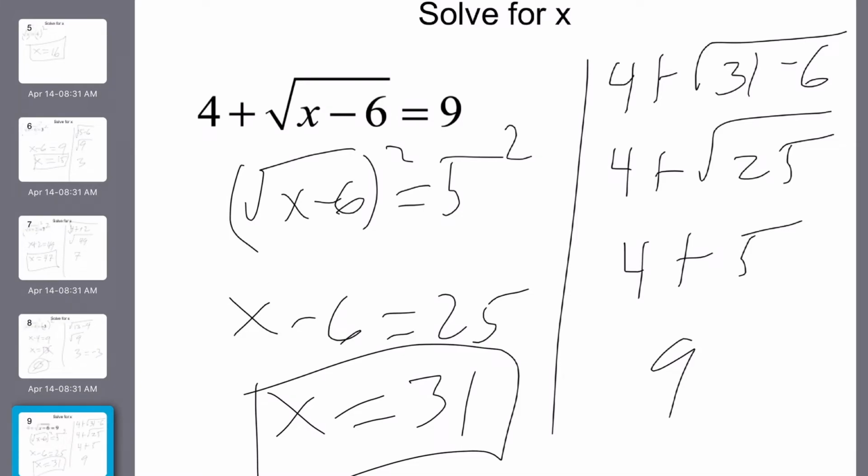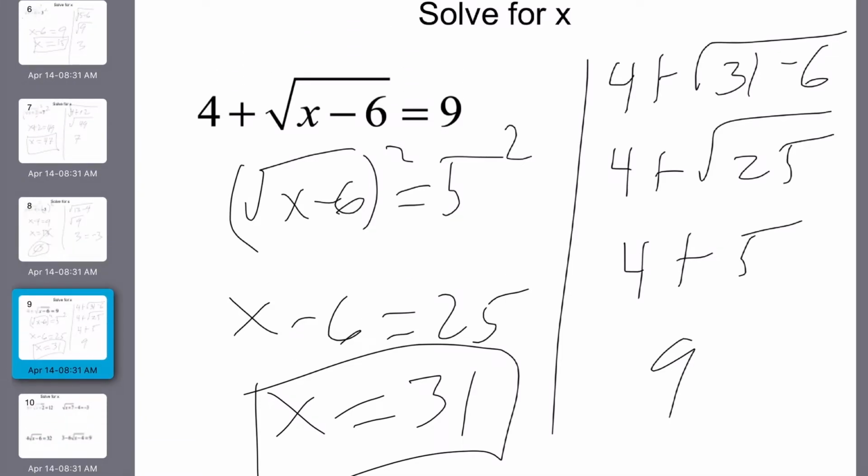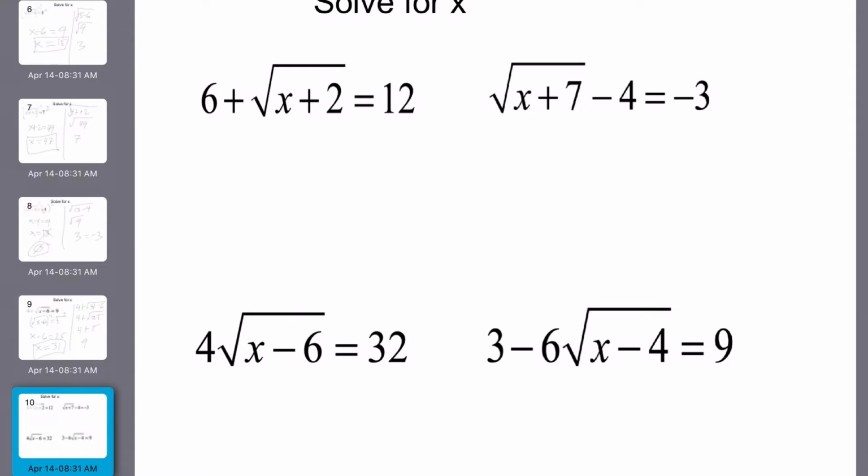to this problem. So remember, you just need to isolate that radical, or socially distance that radical from everything else. So use that information and that knowledge to go ahead and solve these four equations for x.